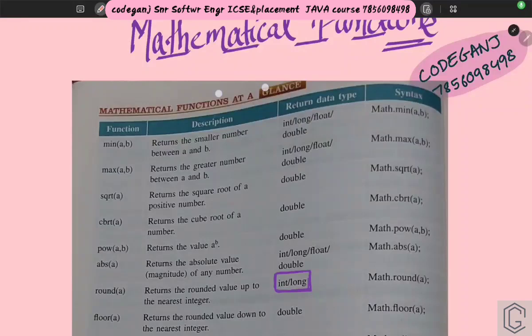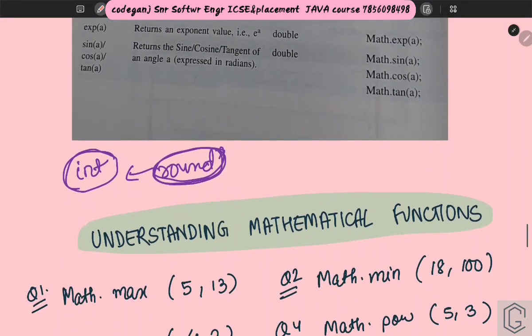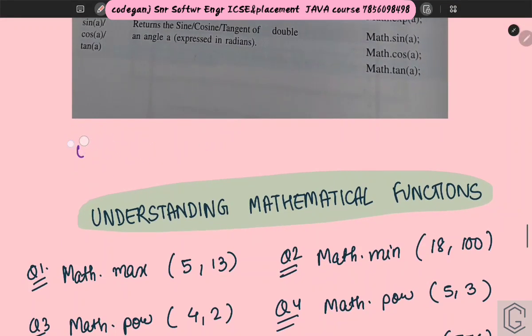So, mathematical functions in Java. Correct? Mathematical functions in Java. Please understand this in one go. This is very easy but very confusing. Okay, I'll tell you something.